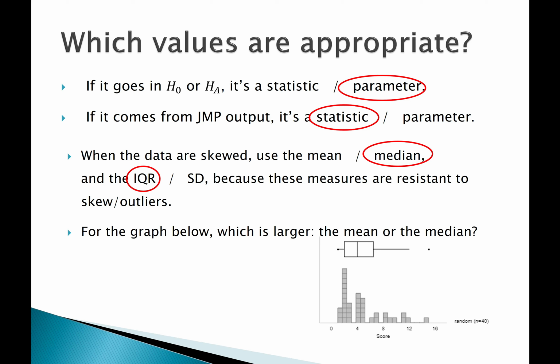The mean is more sensitive to outliers and skew, and so the mean is going to get pulled up, whereas the median is going to be more resistant. So in this graph, the mean is going to be higher than the median.